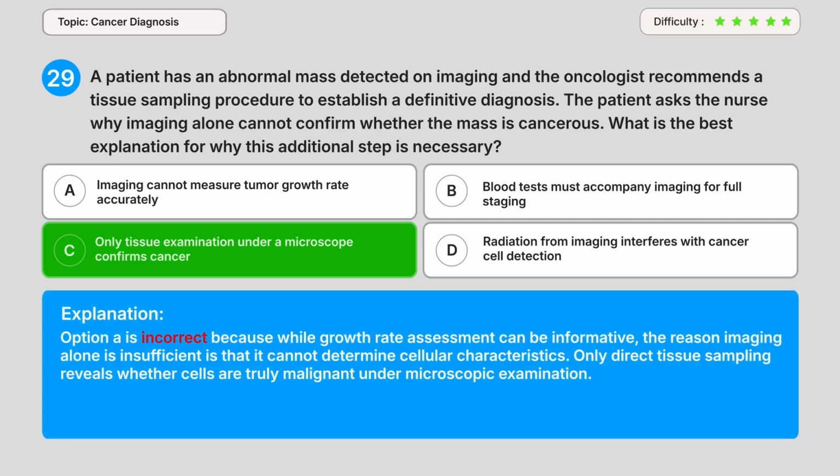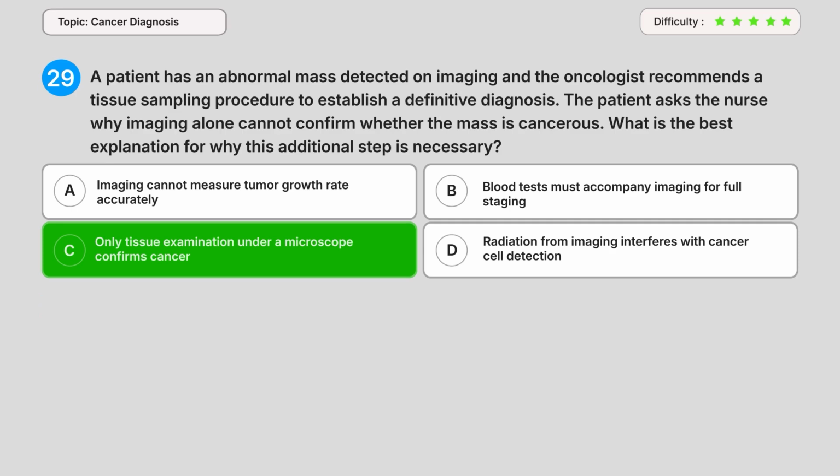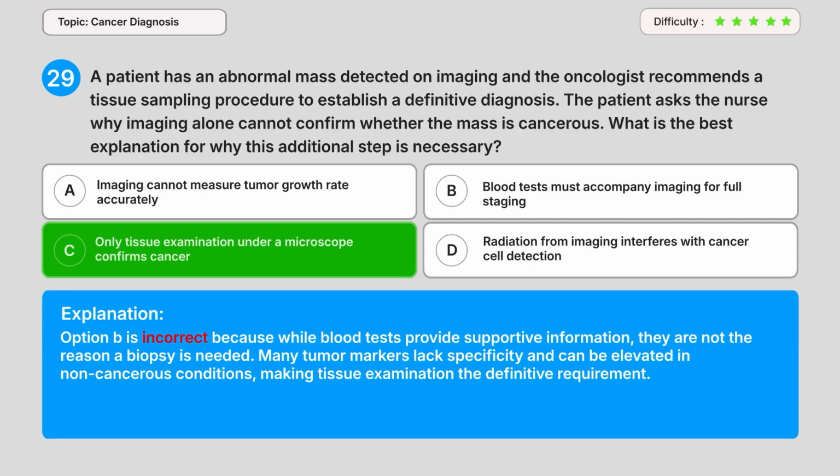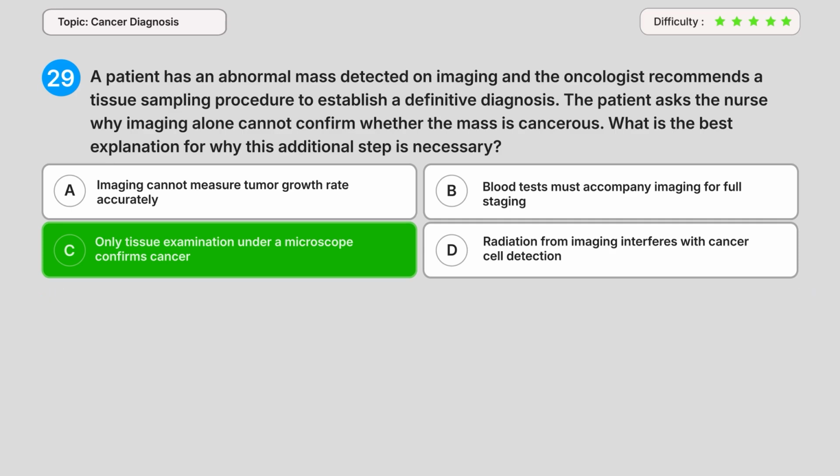Option A is incorrect because while growth rate assessment can be informative, the reason imaging alone is insufficient is that it cannot determine cellular characteristics. Only direct tissue sampling reveals whether cells are truly malignant under microscopic examination. Option B is incorrect because while blood tests provide supportive information, they are not the reason a biopsy is needed. Many tumour markers lack specificity and can be elevated in non-cancerous conditions, making tissue examination the definitive requirement.